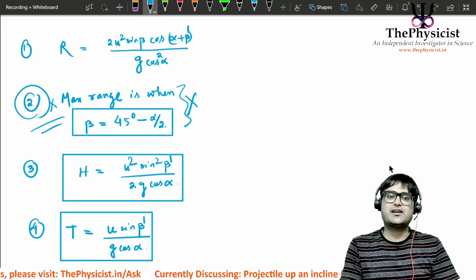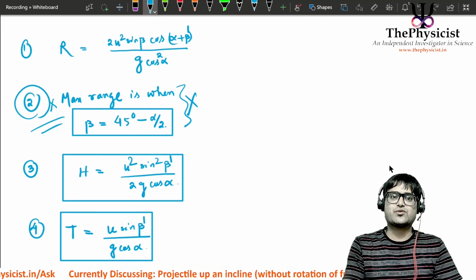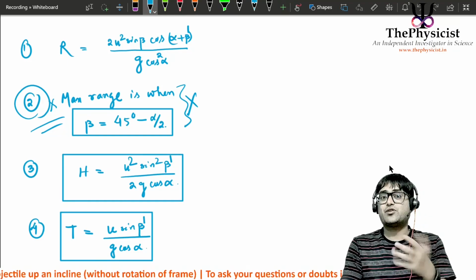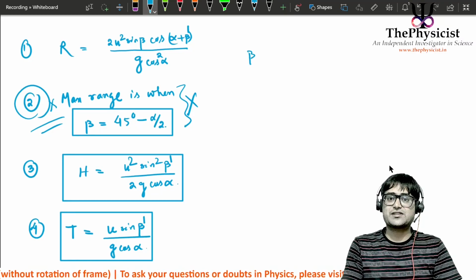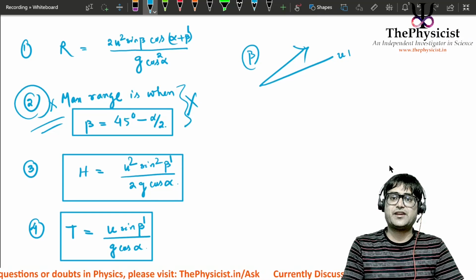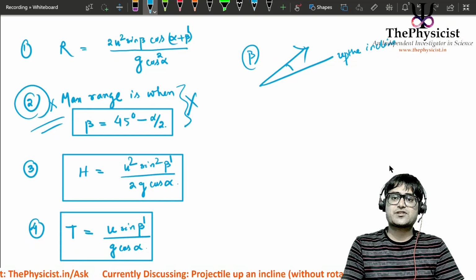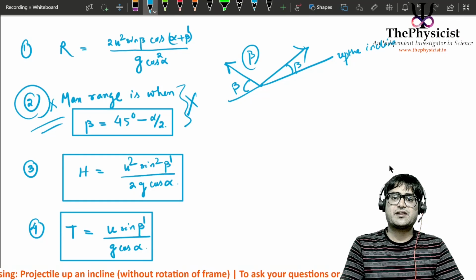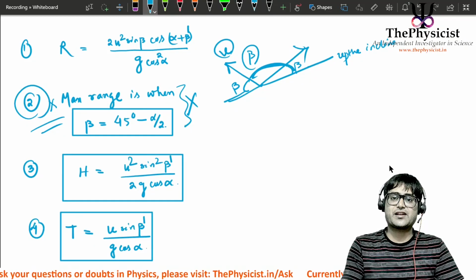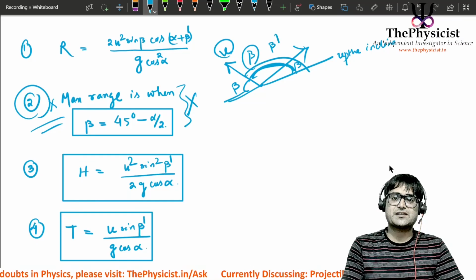I'll tell you why. But for 1, 3, and 4, all you need to do is just change beta to beta dash, because in the previous case of the incline, beta was the angle that the projectile used to make with up the incline direction, right? That was the direction of beta, but this time beta is defined in this way, right? That was u, this is this, and then we are going to simply take this angle up, the angle that u makes with up the incline, the entire angle is beta dash. That's what we are doing.